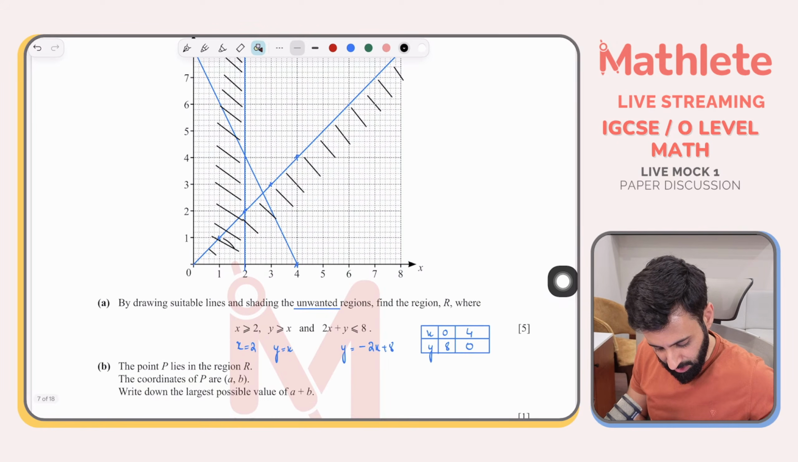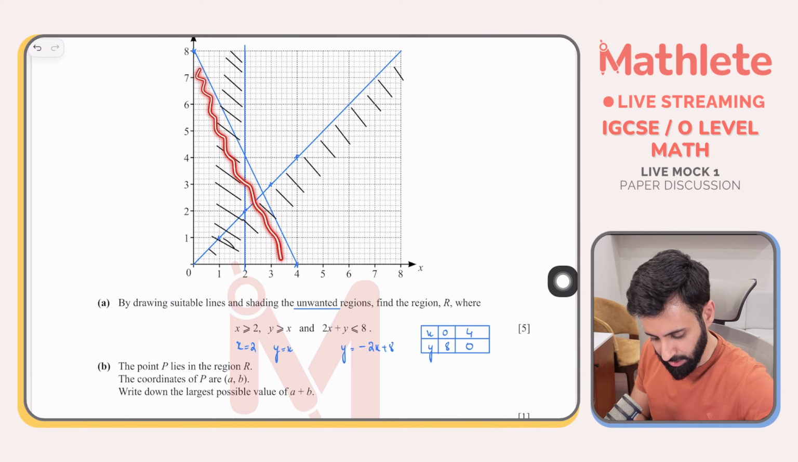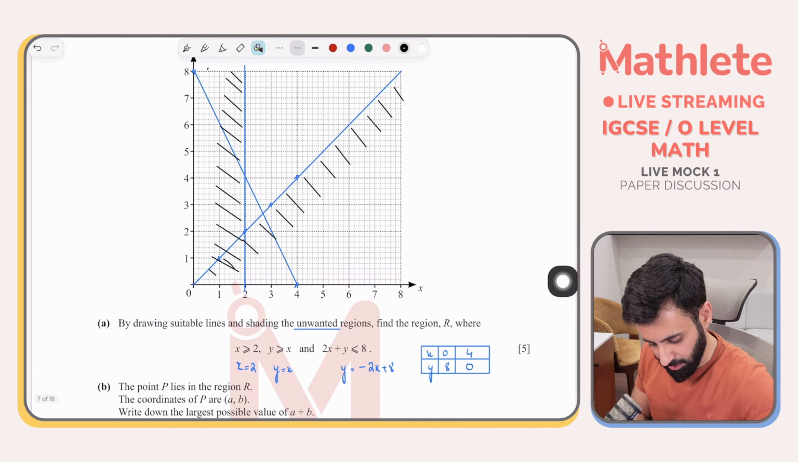Okay. Then it says 2y plus 2x plus y is lesser than or equal to it. That means the region below this line. So where are we going to shade? We're going to shade above this line.